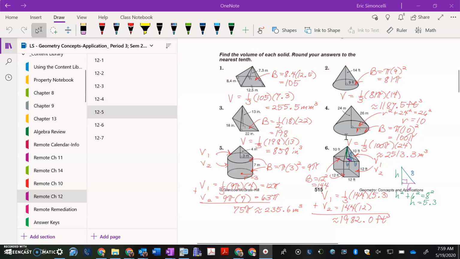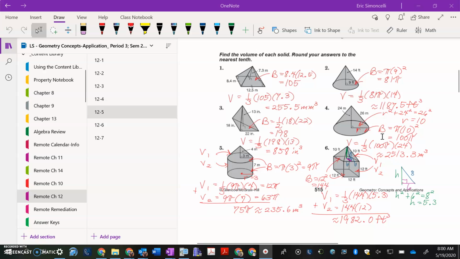Next, number 4. This is a cone. The base area can be calculated, but only after you can find the radius. Now you can find the radius because, as it turns out, you have the height, you have the slant height, you just don't have R. So this right triangle that you observe here does have a missing part, of which you can find by using the Pythagorean theorem. So R squared plus 24 squared equals 26 squared. Subtract 24 squared, take the square root of both sides, and you end up with 10 for the radius.